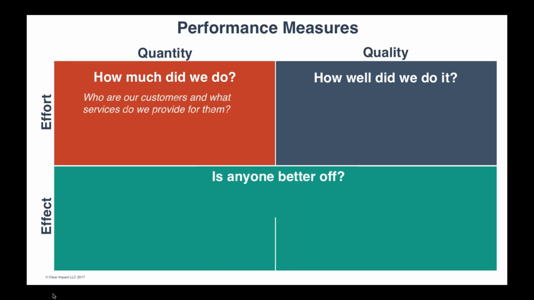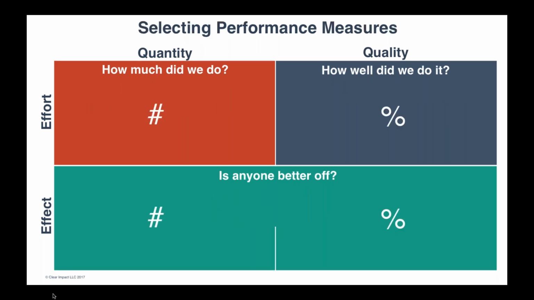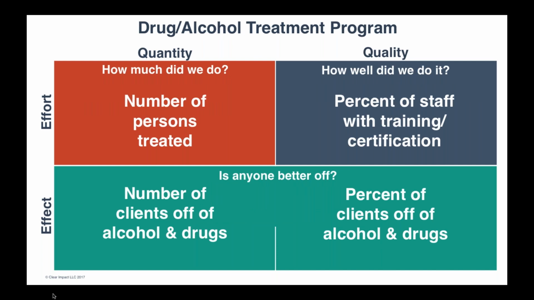Is anyone better off? So how much is who are our customers and how many? What services do we provide for them and how much? Quality is how well did we provide those services? Is anyone better off? What is the desired impact of those services on our customers? We sometimes call those customer results as opposed to population results. Okay, selecting performance measures then, it's going to be numbers in terms of the how much and percentages for the quality measures. So for example, for a drug and alcohol treatment program, a quantity would be number of persons treated.